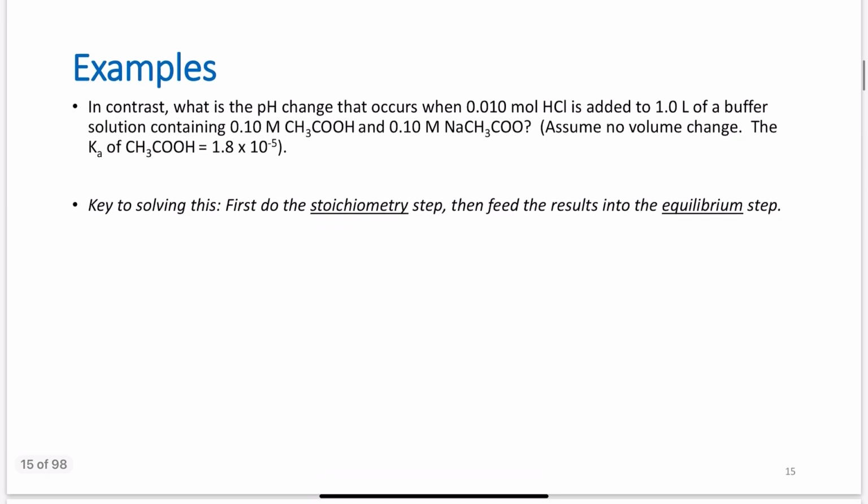In contrast to that example, though, what happens if I take that 0.010 moles of HCl and add it to a 1 liter buffer that contains 0.1 molar acetic acid and 0.1 molar sodium acetate? We're again going to assume no volume change, and it tells us the Ka of acetic acid, and that's 1.8 times 10 to the negative fifth. The key to solving this is to first do that stoichiometry step, meaning the mole table. Then feed those results into an equilibrium step.